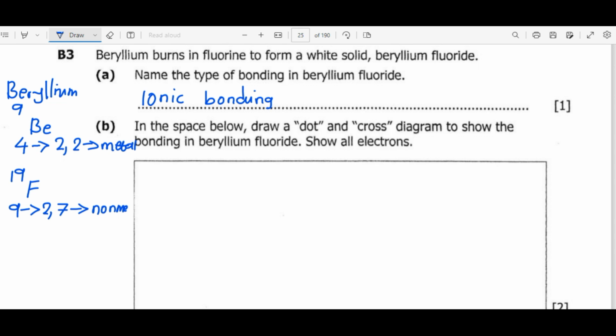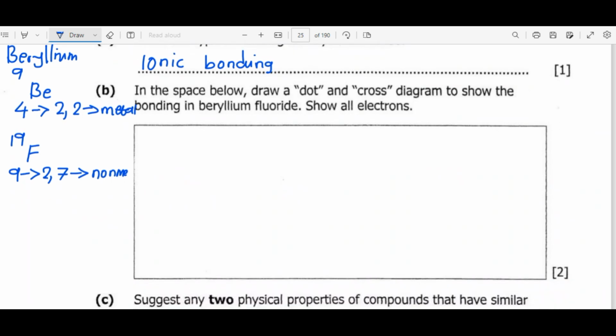In the space below, draw a dot and cross diagram to show the bonding in beryllium fluoride. Show all the electrons. First, let's draw the electronic structure for beryllium. We are going to have 2 shells. From the electron configuration, the first shell will have 2 electrons, then the second shell will also have 2 electrons. For beryllium to become stable, it needs to lose 2 electrons.